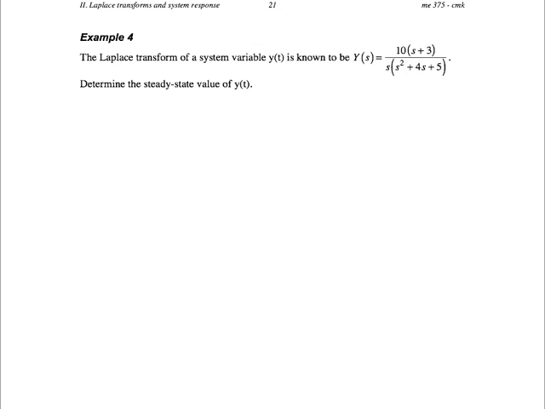Here in example 4 from the chapter on Laplace transforms, we're actually given the Laplace transform of the response. We're calling this capital Y of s, as shown as this fraction. And from this we want to find out what the steady state, the long time value, is of y of t. We're going to use the final value theorem.